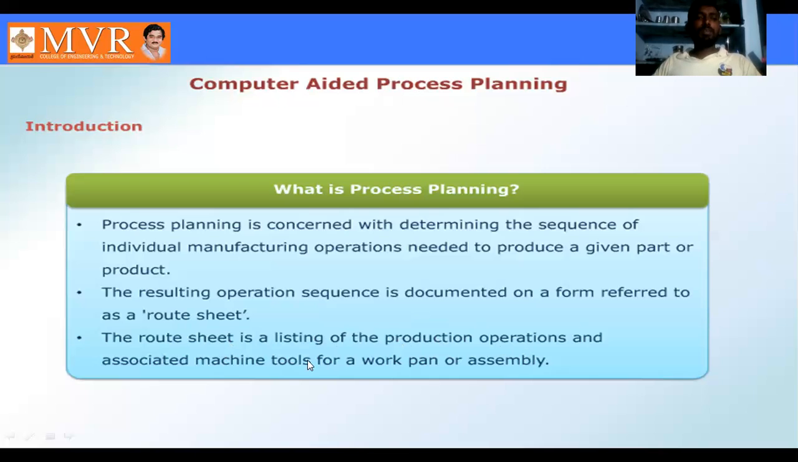And it is assisted with machine tools for a work part or assembly. This one we can call computer aided process planning. It is the introduction to CAPP. In CAPP, what we are doing is planning the sequence of operations, the sequence of individual manufacturing operations. Individual operations 1, 2, 3, 4. In NC we have a number of operations, and the operations are planned individually.